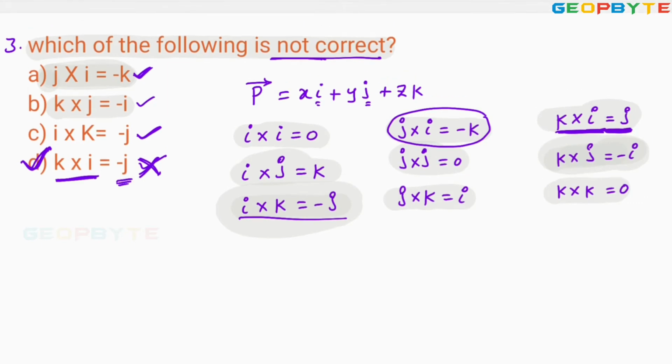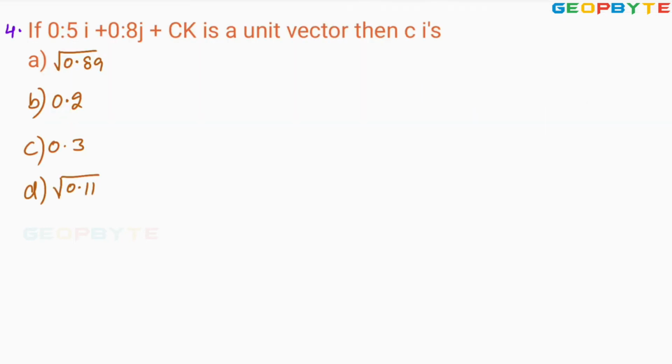I hope you clearly got my point. This is also an equally important problem. Very important problem. In this video, the majority of the problems are most expected problems. I hope you got my point. Let us take the next problem. If 0.5i plus 0.8j plus ck is a unit vector, then c is? So this is 0.5i, that might be a printing mistake, 0.5i plus 0.8j plus ck.